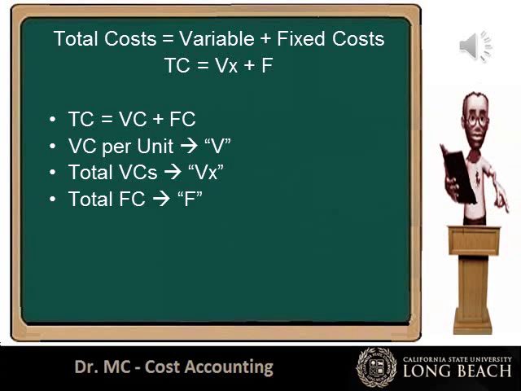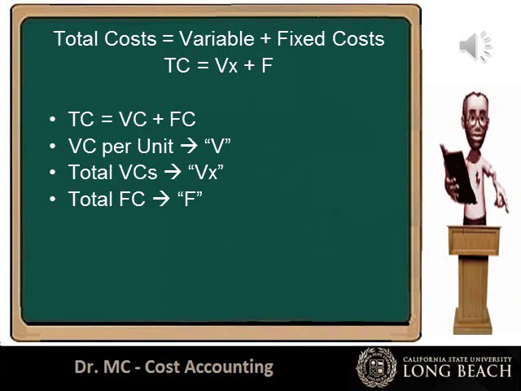The first component is the variable cost per unit, which can be represented with V. The second component is the number of units produced, which is X. So, a firm's variable costs are its variable cost per unit times the number of units that it produces and sells. Fixed costs can be represented by a single variable, which is F. The units produced are not included because fixed costs do not change with the number of units produced.